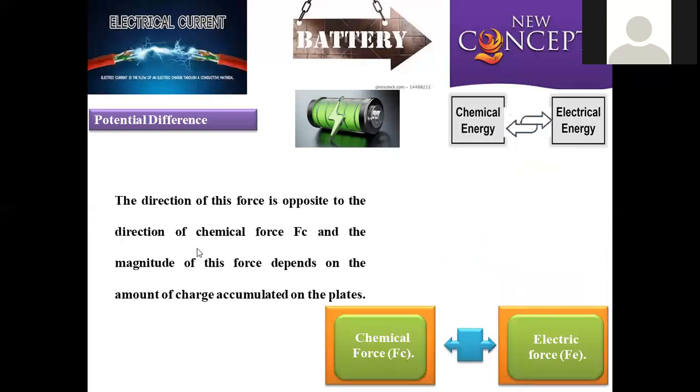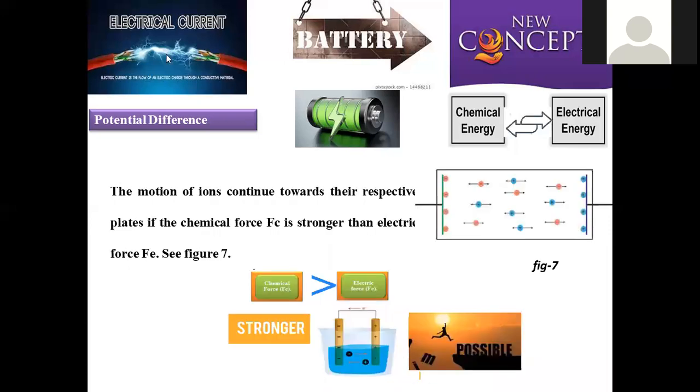Right? The direction of this force is opposite to the direction of the chemical force. For example, if the chemical force operates in the right hand side direction, this electrical force operates in the left hand side direction. Both are reciprocal to each other. If the chemical force is operating in this direction, the electrical force is operating in the opposite direction, right? So this is a kind of system which is simply represented in this equation form. Both are reciprocal to each other during their operation.